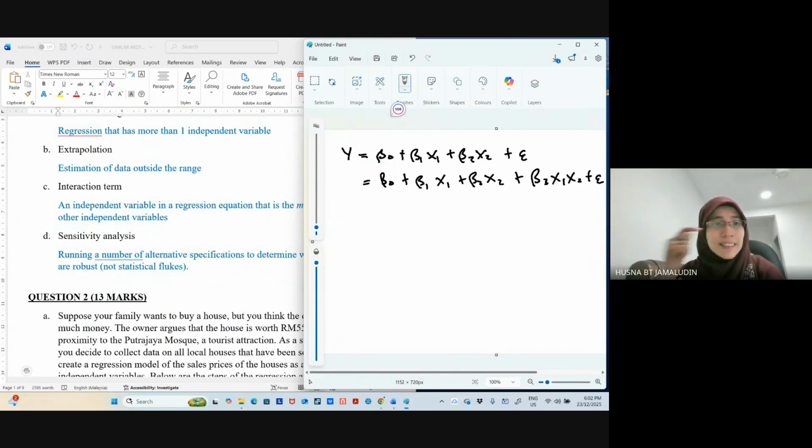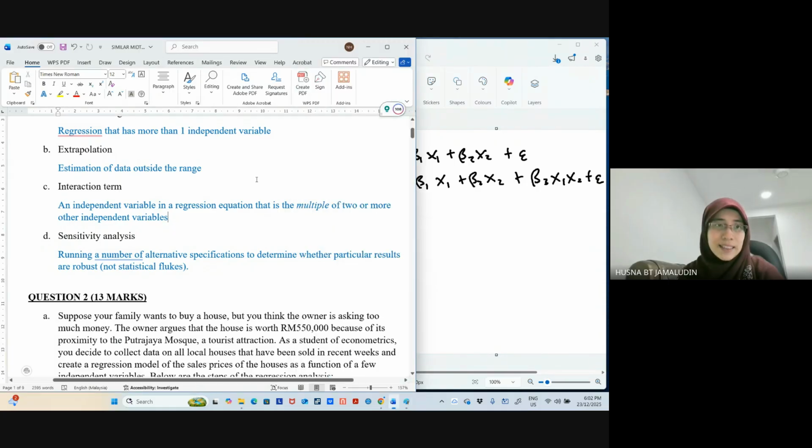Okay. Next, sensitivity analysis. Why do you need sensitivity analysis? Because you want to test your result. When you run your equation and estimation, of course the textbook gives its own definition: running a number of alternative specifications to determine whether particular results are robust or not robust. So sensitivity analysis is meant to test your result.